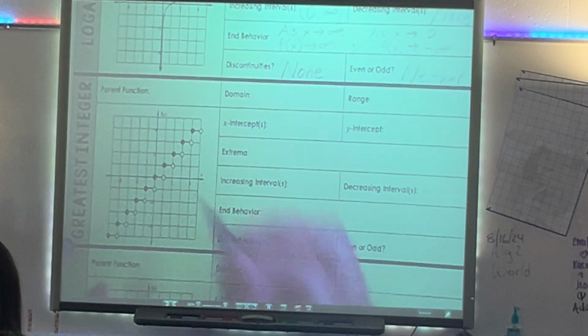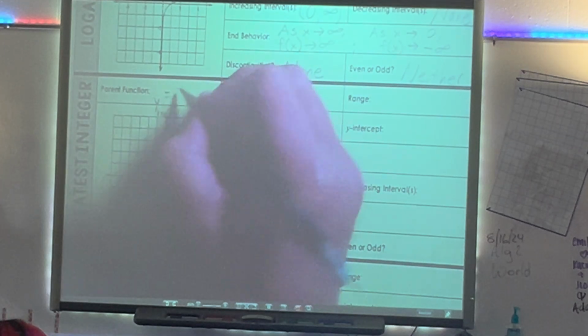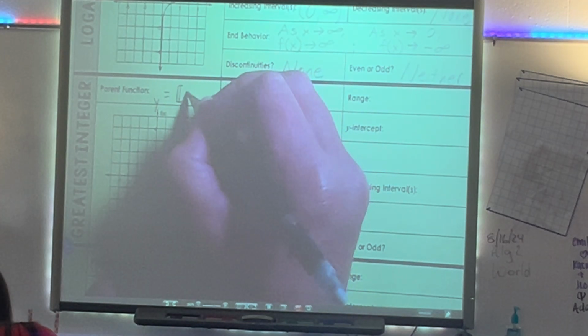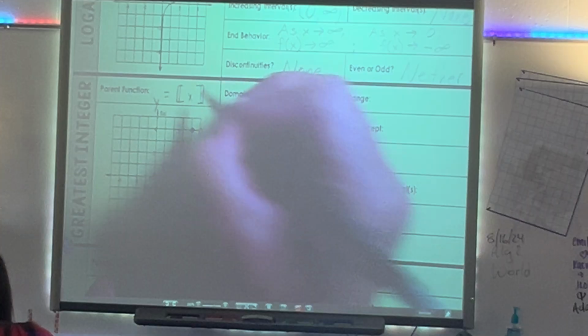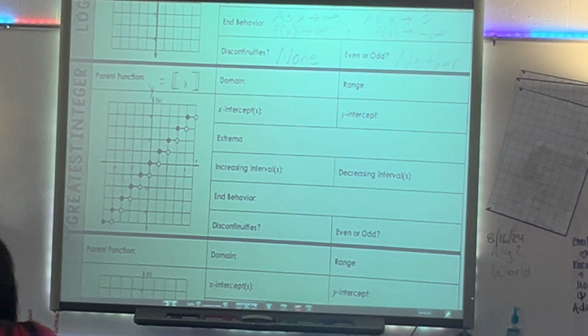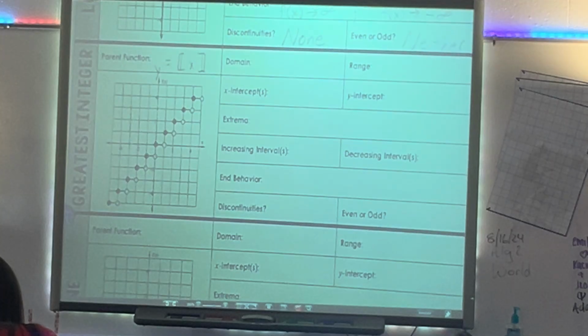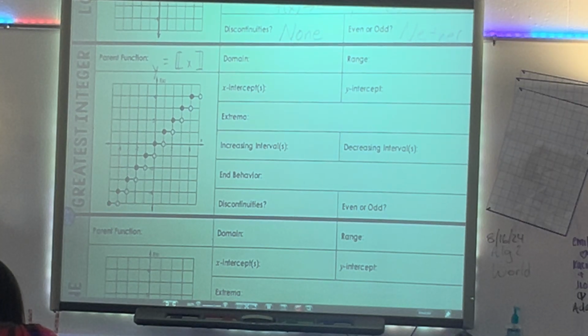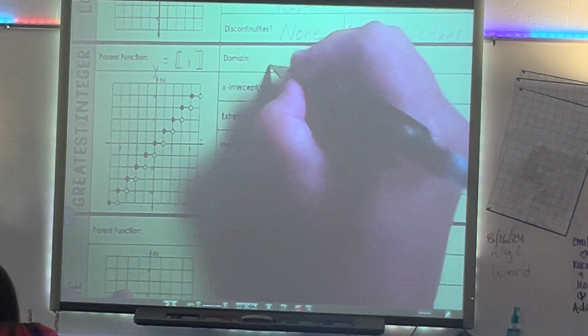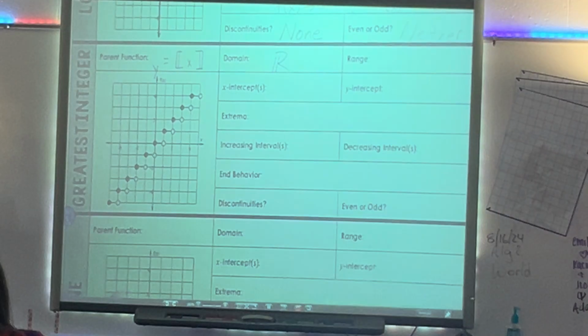The greatest integer function looks kind of like this. That's kind of the way it's written. So I just draw a bracket with a little line through it. It's kind of the best way to draw that. Okay, so the domain on this function is all reals.